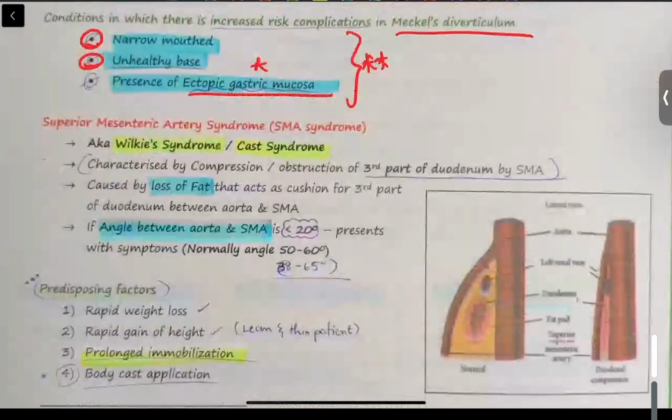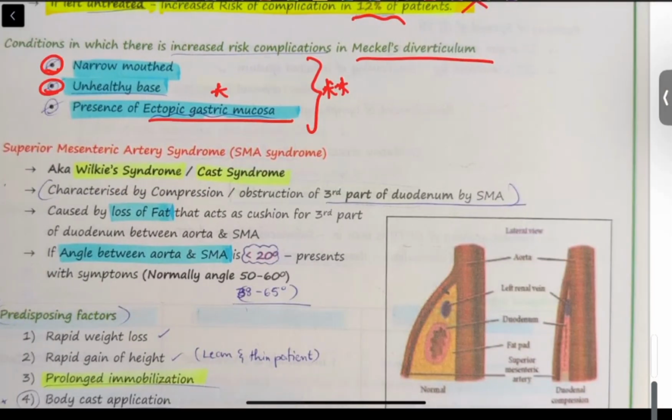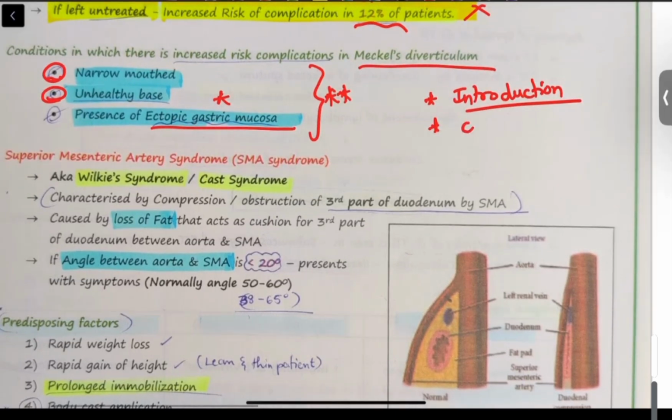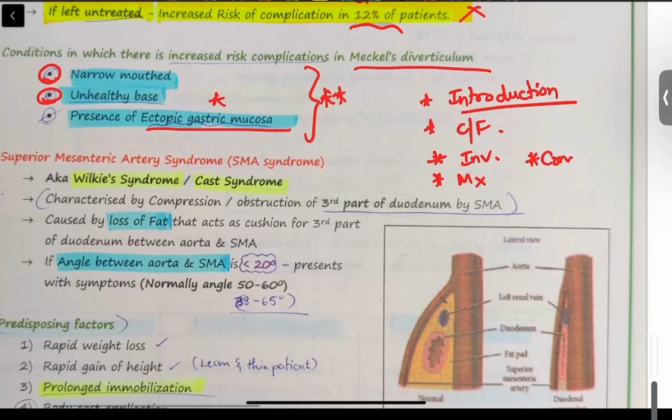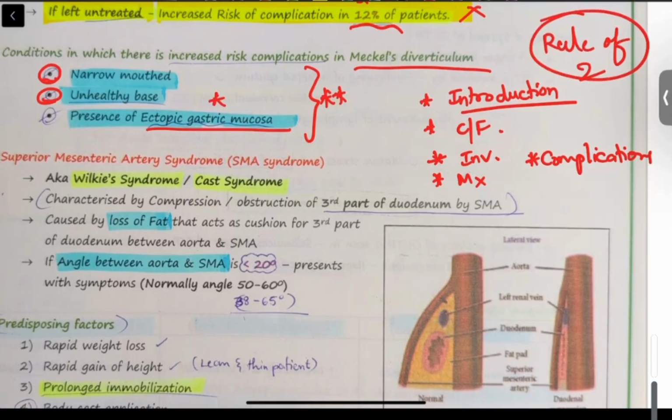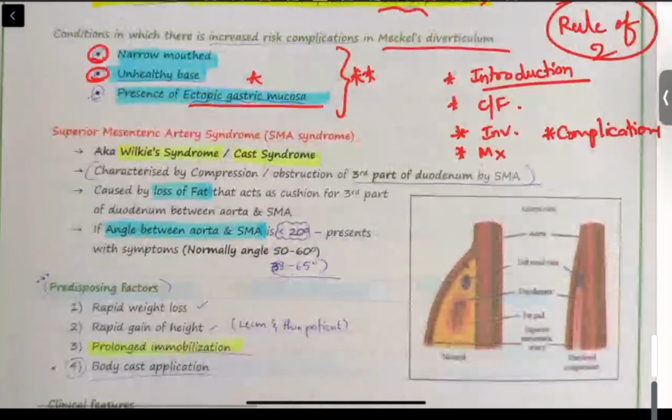Okay, so we have discussed what exactly is the Meckel's diverticulum. That is the introduction. It is true, single, and it is present in the anti-mesenteric border. After that we discussed it is a part of small intestine. After that we discussed clinical features, and then investigations, and then management, and then complications. Okay, what we have to remember is the rule of 2 for Meckel's diverticulum. Okay, so this completes one pathology.